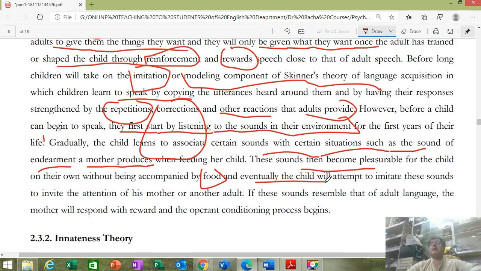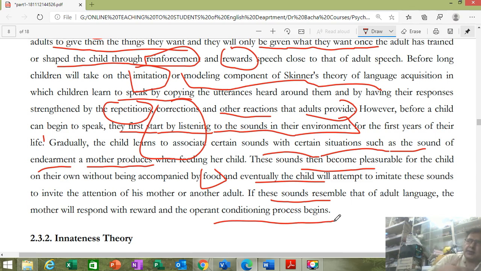It means that when such habit formation takes place, by listening to the sounds heard around them or watching the adults, a time comes when the child does not expect anything as reward or reinforcement from the adult, but continues learning in that very fashion to which he has been habituated. If these sounds resemble that of the adult language, the mother would respond with reward and the operant conditioning process begins.